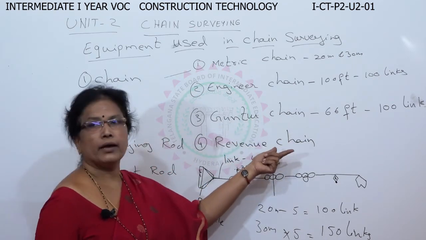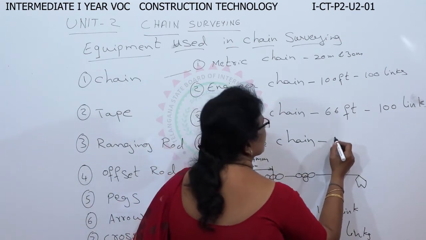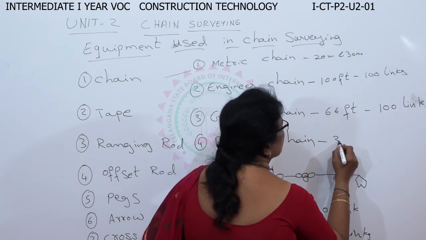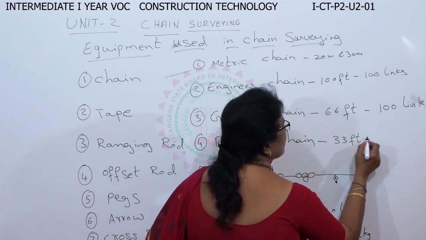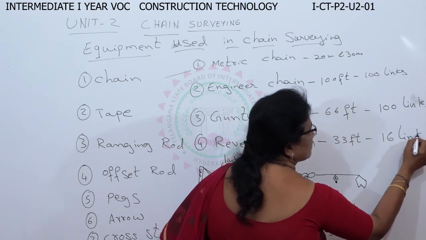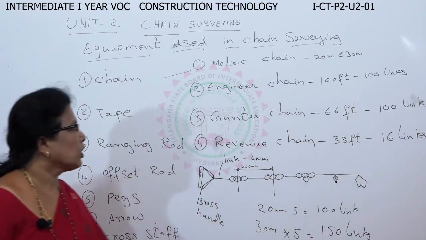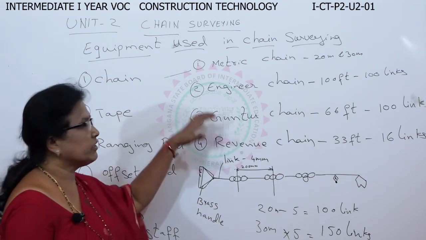And next is the revenue chain. Revenue chain is of 33 feet and 16 links. Revenue chain is of 33 feet and 16 links. Hope it's clear for the chain.